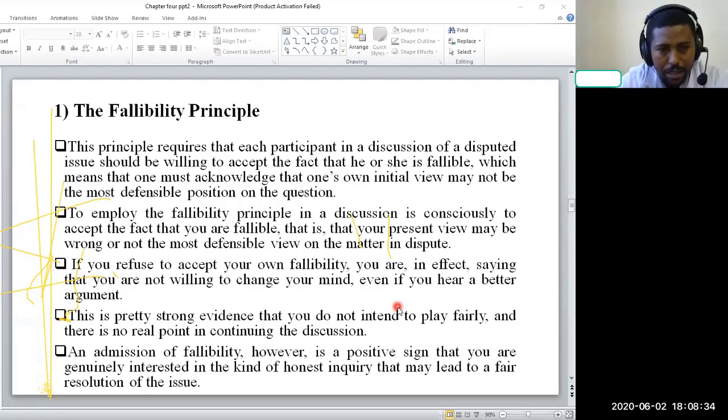If you first understand that your view is fallible, you must listen to the arguments and the viewpoints of others. After we have given attention to the views and perspectives of others, if there is a possibility that we must change our mind on a certain issue, that is better. We must change our mind if we are wrong.